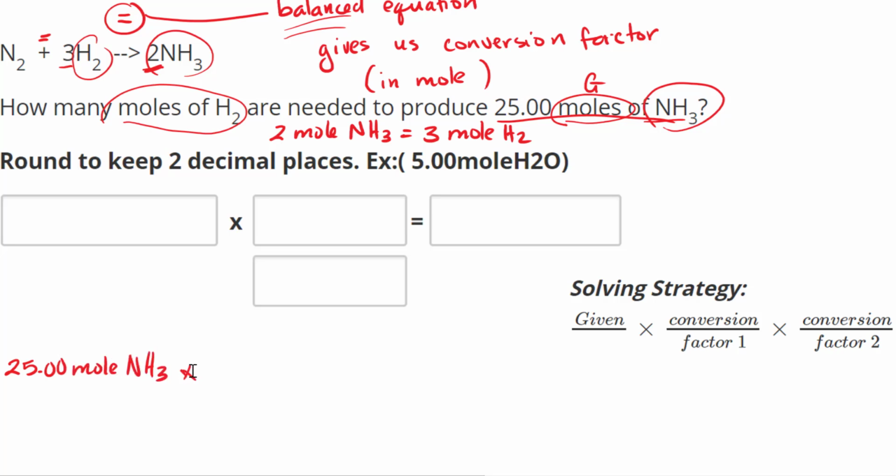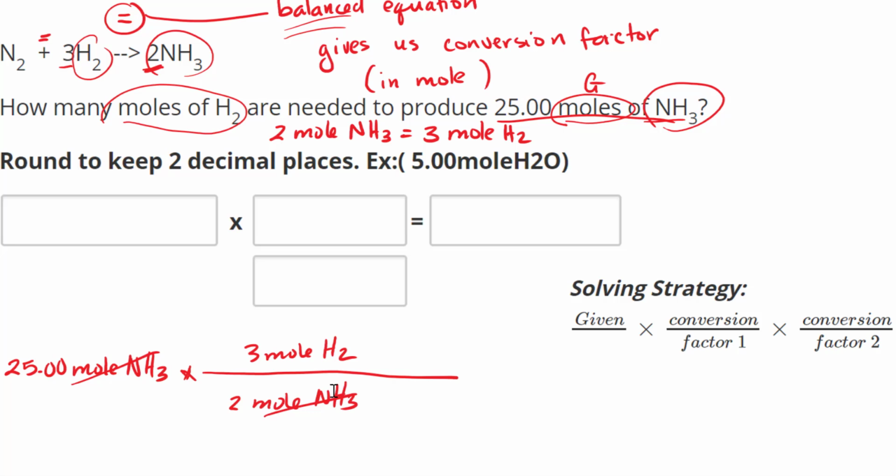Times the first conversion factor. Look at this conversion factor. It has mole and mole, specifically moles of NH3, which is right here. We want to cancel out moles of NH3, so that's going to be on the bottom. Same strategy, okay? If moles of NH3 is on the bottom, moles of hydrogen will be on top. And notice how moles of NH3 cancel out. Now you're not only looking at the unit, but also focusing on the chemical. That's the biggest challenge when we solve from mole to mole.